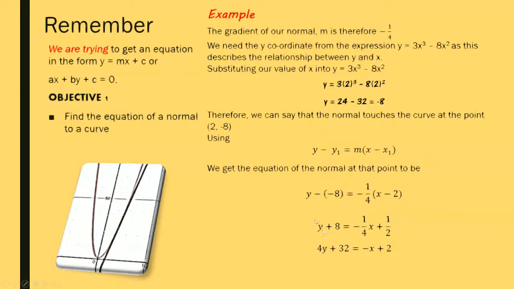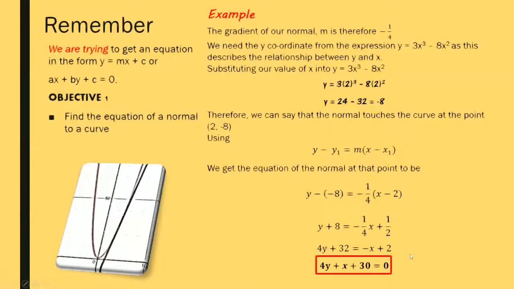If I do that, I'll get 4y plus 32, which is 8 fours, minus a quarter times 4 gives me minus 1x, and a half times 4 gives me 2. I'm going to bring that all over to the left, so we get 4y plus x plus 30 equals 0, and that's the equation of our normal to the curve at that point.